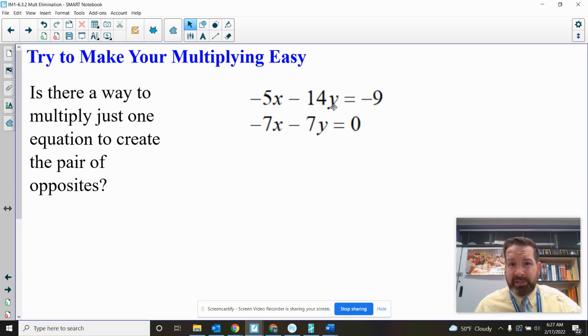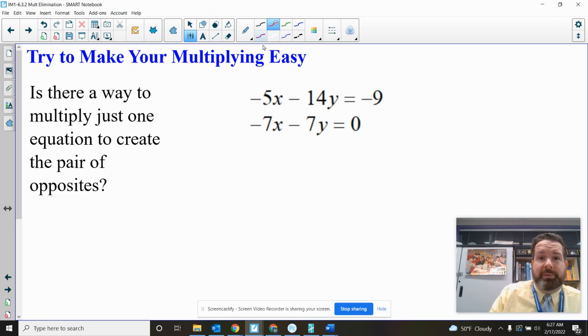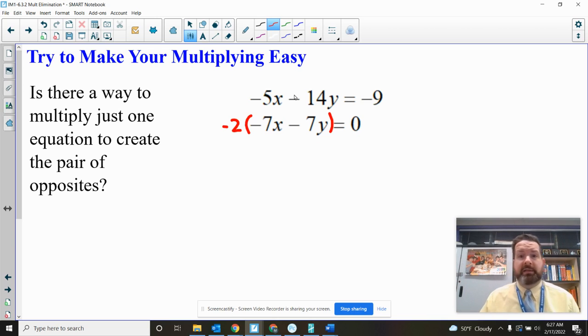So let's move over here to the next one, to the y's. Again, focus on the smaller number. Is there an easy way to multiply a 7 into a 14? Yes, there is. I can just double it, multiply by 2. Now, more specifically, we're actually going to multiply by -2. And the reason is, I want the coefficient in front of this bottom y to be the opposite of this one. I want it to be a positive 14. So to make that happen, I've got to take this negative times another negative.